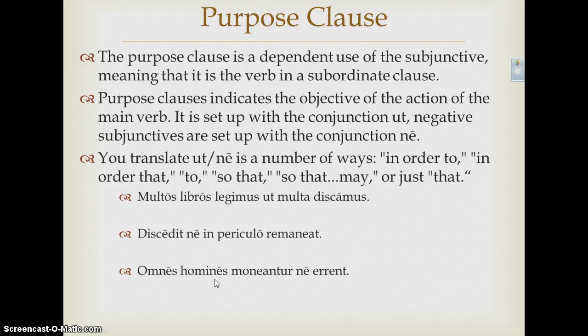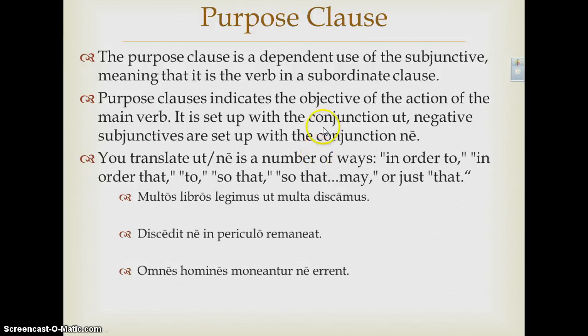Okay. The most common use of the subjunctive, however, is going to be in a subordinate clause, okay? The dependent use of the subjunctive, meaning that it's the verb in a subordinate clause. And we're going to learn the first of those today. That is a purpose clause. Purpose clauses indicate the objective of the action of the main verb, okay? So what's the point of the main verb? What's the purpose to it?